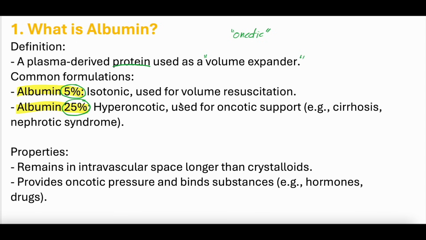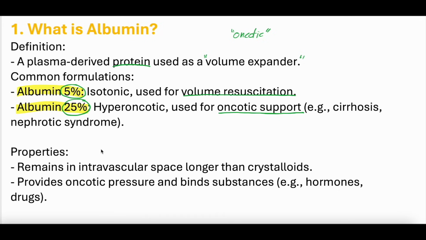5% albumin, some people use for volume resuscitation, although we'll talk about some of the literature on that. Whereas 25%, people tend to use this for quote-unquote oncotic support, where you have low albumin levels, low protein levels in the intravascular space, and you're trying to buff up the plasma protein levels for oncotic support to try to maintain a degree of intravascular volume.